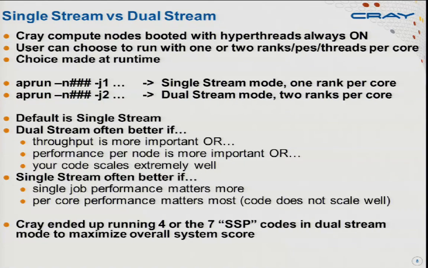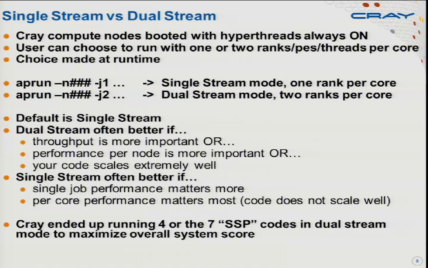Like I said, this choice is made at runtime. If you run in single stream mode, that's 1 rank per core. If you're just thinking a strict MPI-only code, 1 rank per core. If you run with -J2, that's dual stream mode, or 2 ranks per core. The default is single stream. So if you don't say anything, it's single stream.